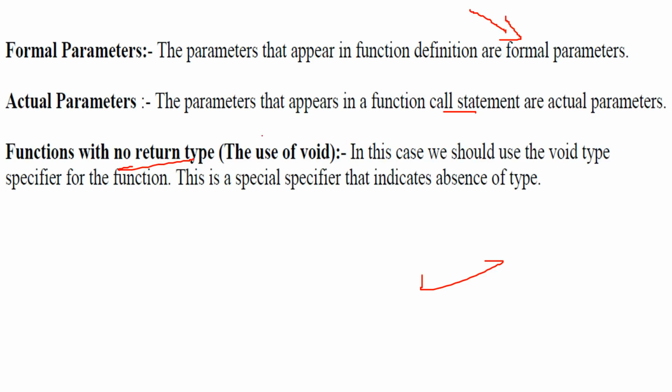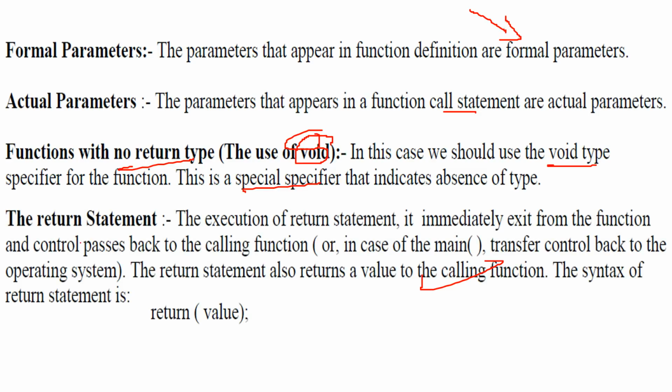And we can have a function with no return type. We generally use void for that, because the function may only perform printing, so it is not returning any value. In this case, we should use the void type, a special specifier that indicates the absence of a type. Then we have a return statement. A return statement in a function, because the function does some work and gives you a value. Say it is adding a plus b and it is returning some z.